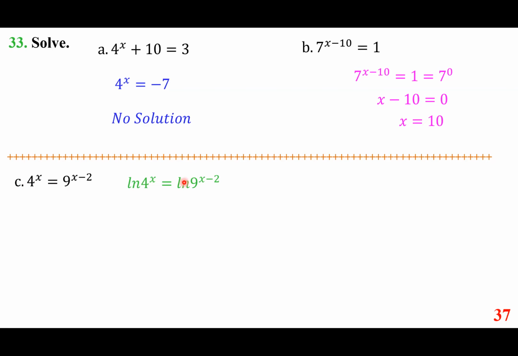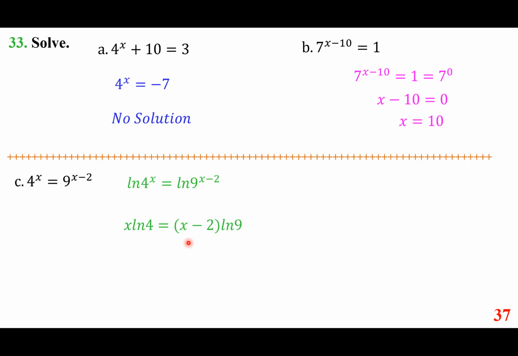This x sits in front, this x minus 2 sits in front. This is a logarithmic property, known as the power rule. So this is x ln 4, this is x minus 2 times ln 9. It is important to know ln 4 and ln 9 are numbers. But if you put them into a calculator, it's a nasty number with tons of decimals. So we're going to keep them the way they are, and at the end you can change it. So first, let's come up with the exact answer by keeping them the same.